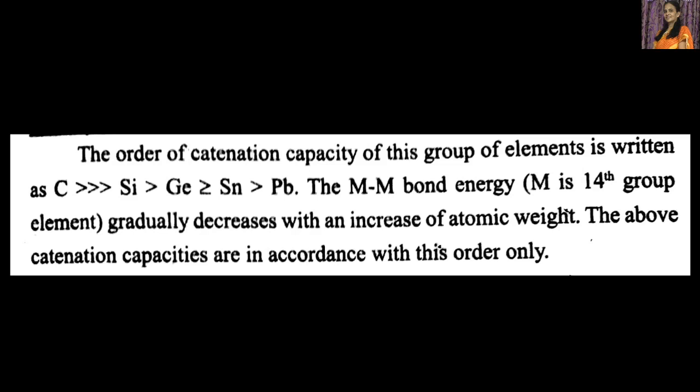The element-to-element bond energy, M being a 14th group element, because all are not metals, gradually decreases with an increase in atomic weight. So this order can be explained with the help of the bond energies.